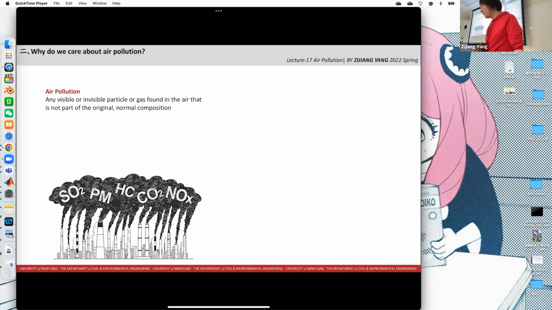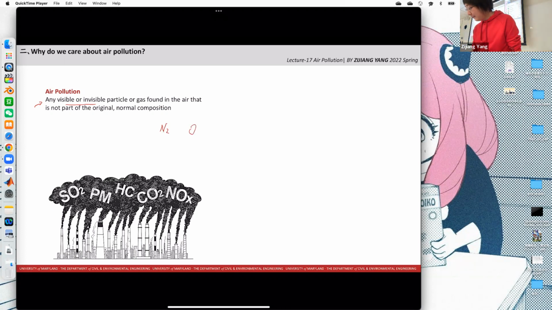Then let's talk about air pollution. Basically, air pollution refers to any visible or invisible particles or gas found in the air that is not part of the original normal composition. In other words, if we release nitrogen in the air, it is not considered an air pollutant.